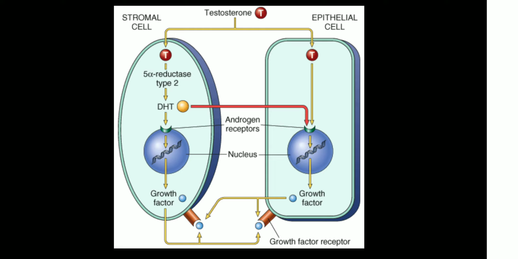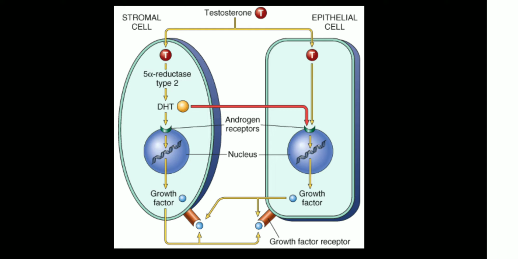So what does it do in the stromal cell? In the stromal cell, it is converted to dihydrotestosterone with the help of the 5-alpha reductase type 2 enzyme. And what does it do? This DHT, or dihydrotestosterone, can go to the epithelial cell, or it can even act within the stromal cell itself, in the nucleus. In the nucleus you have the androgen receptors, and DHT will go and bind to them.